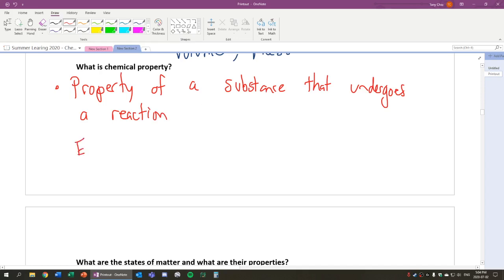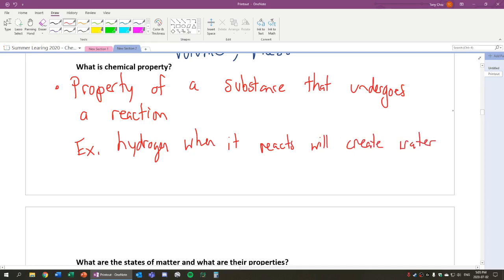So for example, if you talk about, let's say, hydrogen. Hydrogen's chemical property: when it burns or when it reacts with oxygen, it will create water. So that's an example of hydrogen's chemical property. That when it, for example, combusts, it will create water.